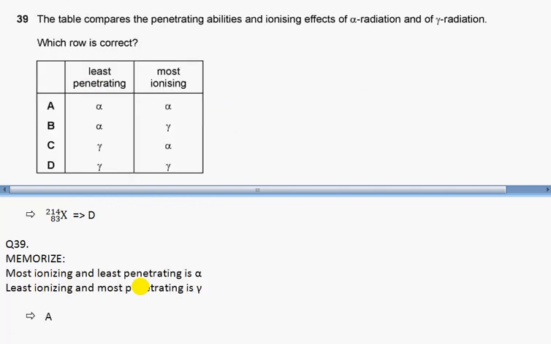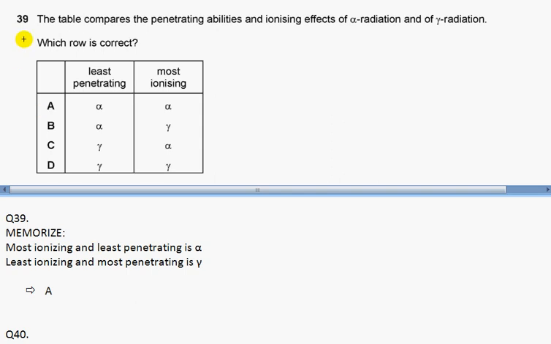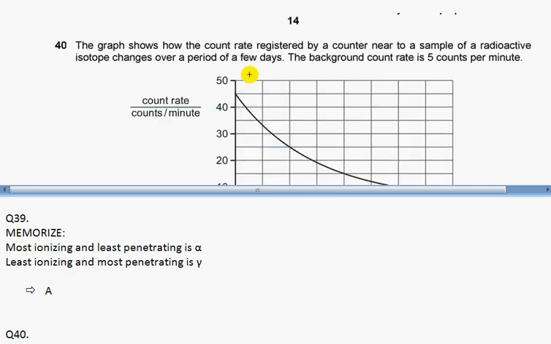Question 39. The table compares the penetrating abilities and ionising effects of alpha radiation and of gamma radiation. Which row is correct? This you should memorize. Most ionizing and least penetrating is alpha, least ionizing and most penetrating is gamma. Here we need least penetrating and most ionizing, so that combination is for the correct choice.